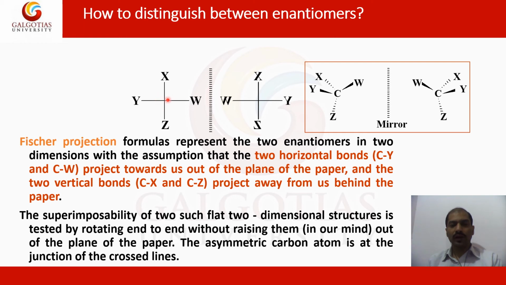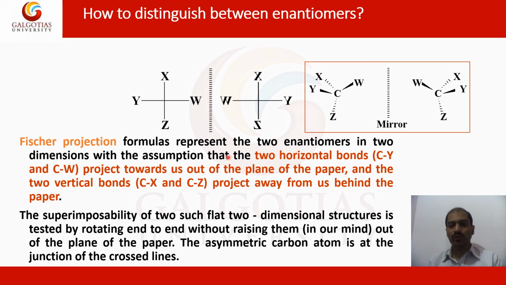So in this molecule, this bisecting center is representing carbon. This is Cy and Cw, which project towards us, towards our eyes, because we are looking at this molecule. So this is towards us, out of the plane of the paper, and the two vertical bonds project away from us, behind the paper. So these two are on the rear side.